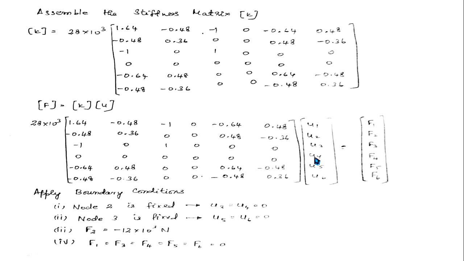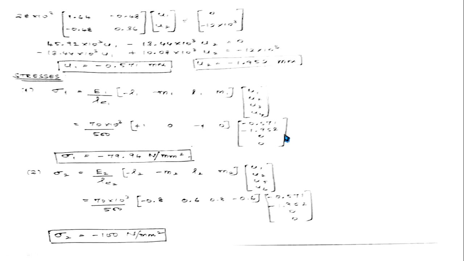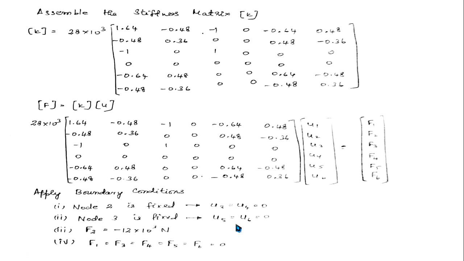Node 2 and node 3 are fixed, so U3, U4, U5, U6 are 0. You just apply all these values, applying the boundary condition. U3, U4, U5, U6 will be 0, and F1, F3, F4, F5, F6 will be 0. Neglecting the respective rows and columns of this multiplying matrix, you will get only U1 and U2. As usual, you expand this equation, you have two equations and two unknowns. Simplify it straight away using your calculator, and you can calculate U1 and U2, which are the displacements of node 1 in X and Y direction.